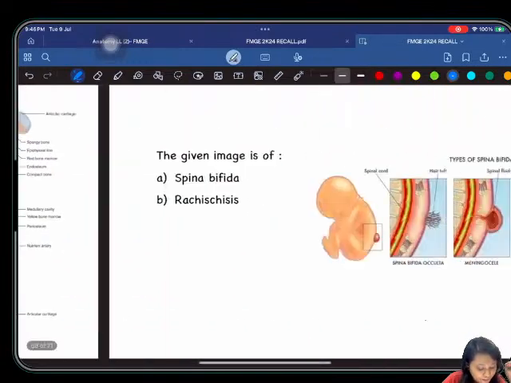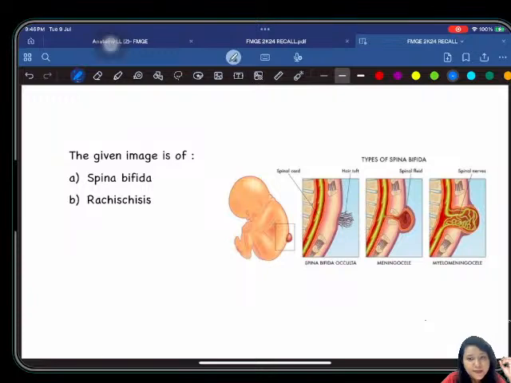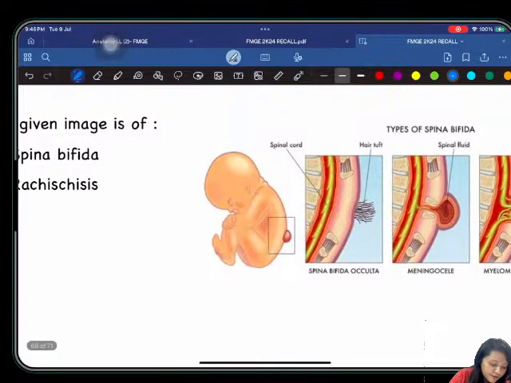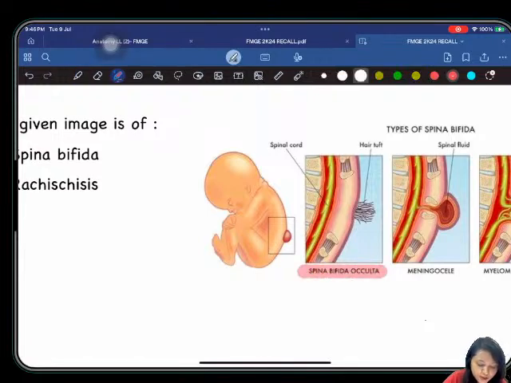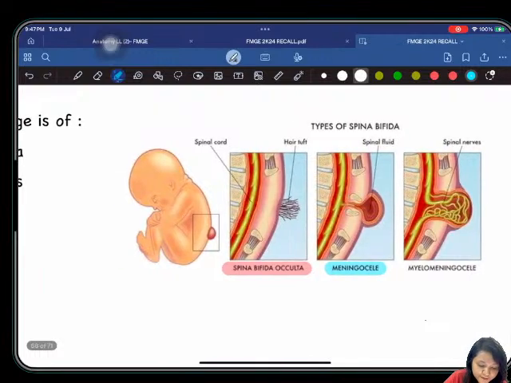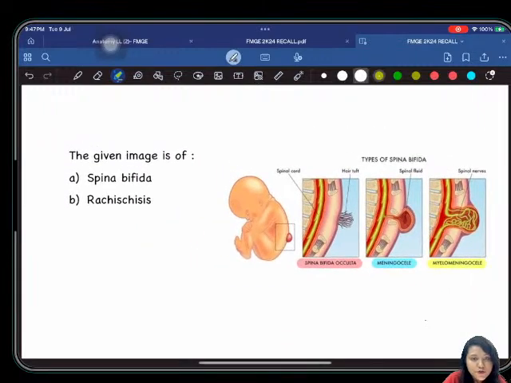Now I don't know what type of question it came, but there was an image where you can see spina bifida mostly. So you know that there are different types. If there is a tuft of hair, then it is your spina bifida occulta. If you have spinal fluid, then it is meningocele. If you have spinal nerve, then it is meningomyelocele. These are the different types of spina bifida. And another one is your rachis.